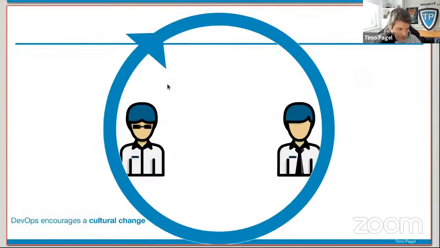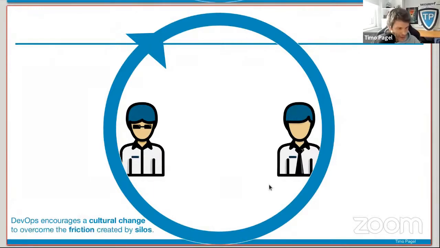So what is DevOps? A very small introduction to DevOps. On the left here, we have the developer. On the right, we have the operations. So this, you see already DevOps, that is the shortcut. And DevOps encourages cultural change. That is the main thing.